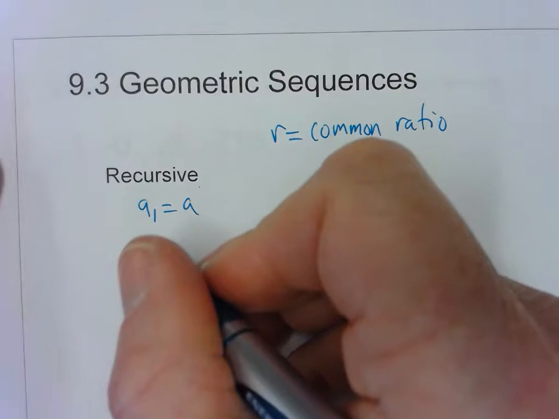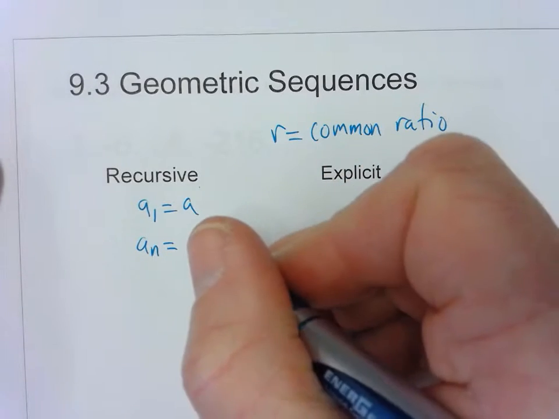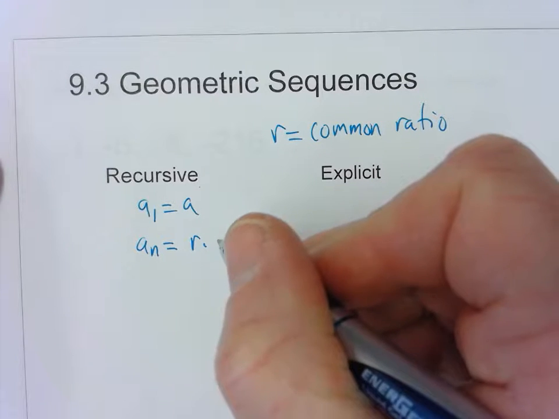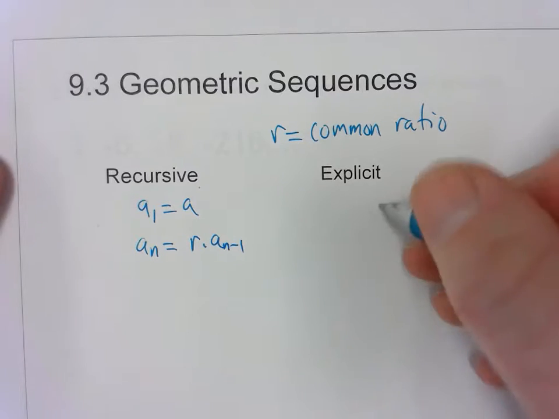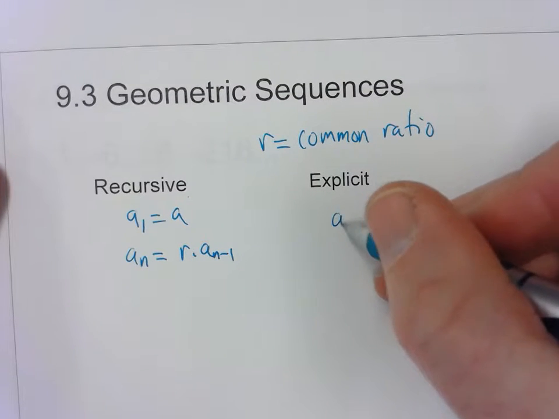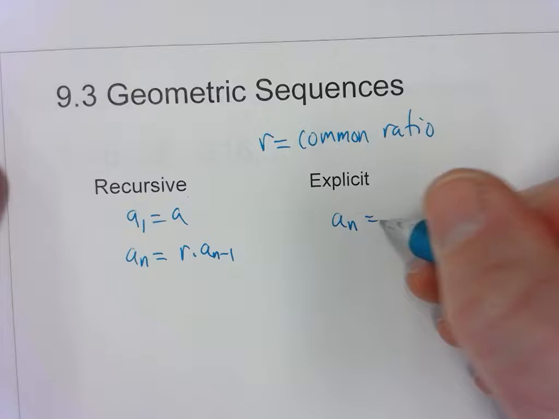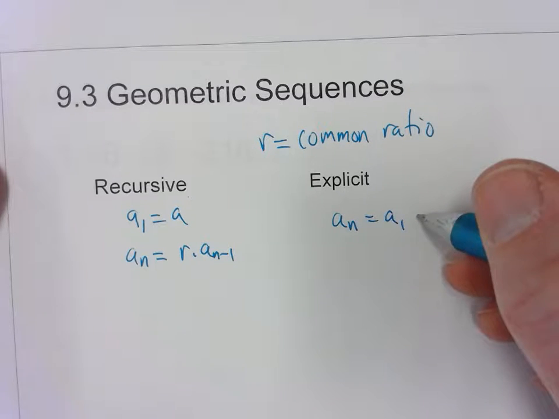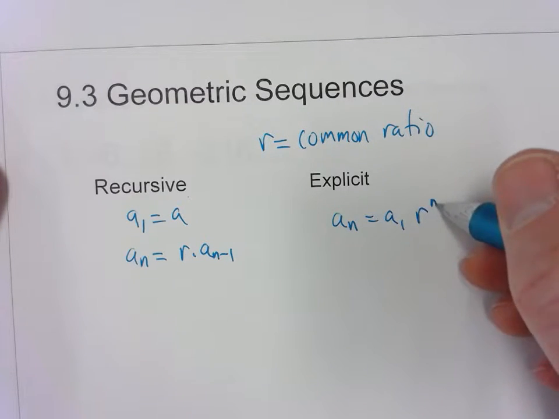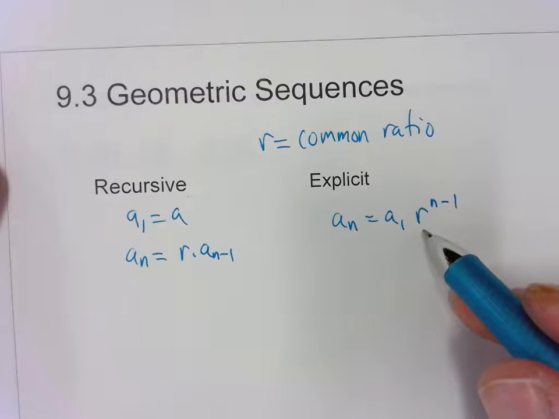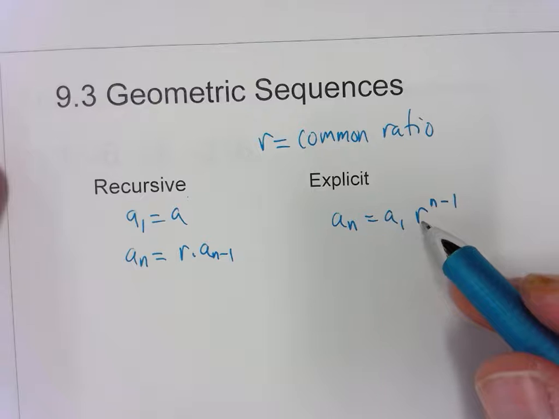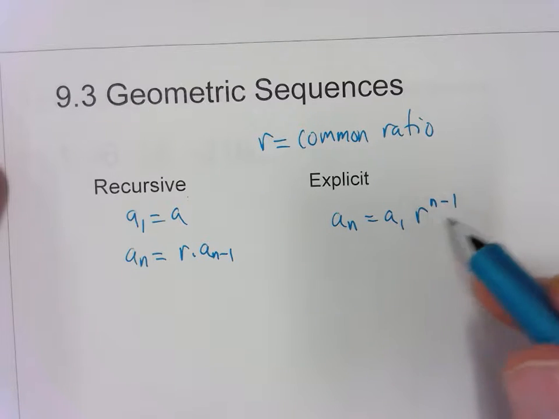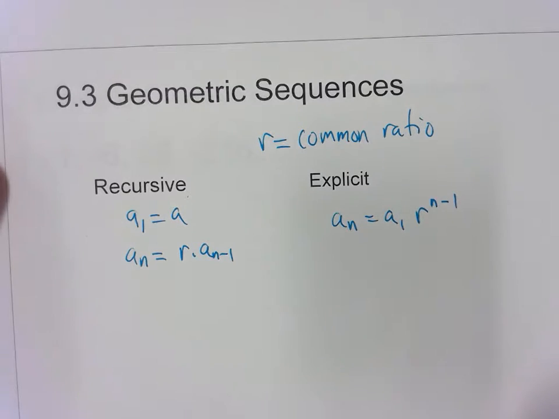So then a_n would be r times the term from before, which is a_(n-1), the previous term. Now, explicitly, we can jump anywhere we want to in the sequence. So a_n equals the first term a_1, and the common ratio is r to the n minus 1. Because you don't multiply by r to the first term to get the second term. You multiply by r once to get the second term. So you got to back up one space and make it n minus 1. So these are the two formulas for this section.